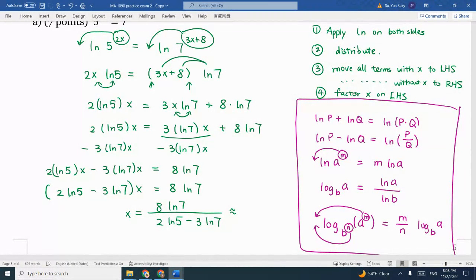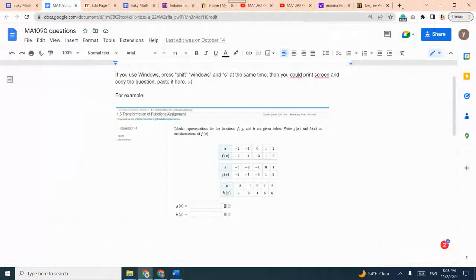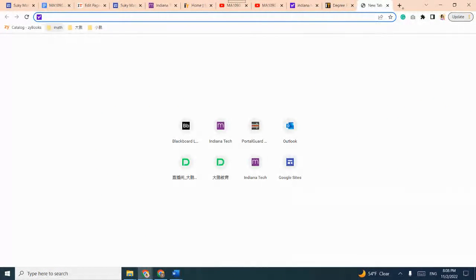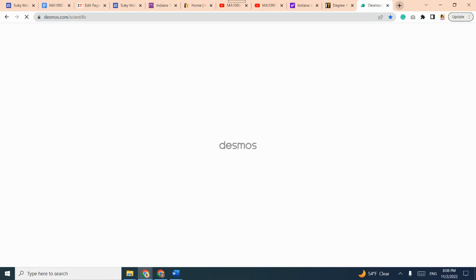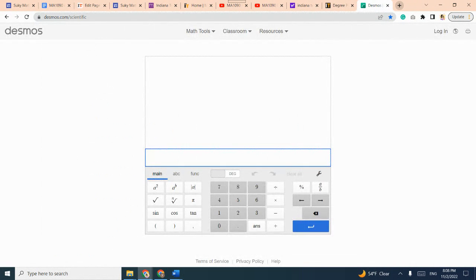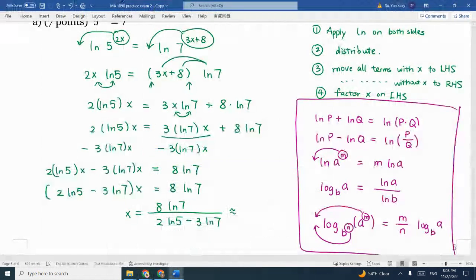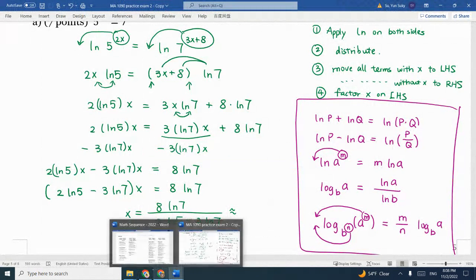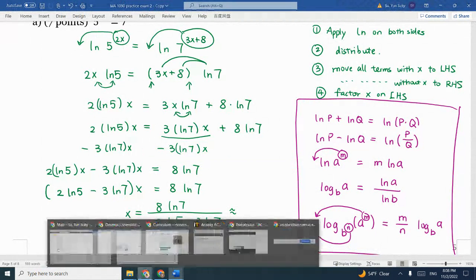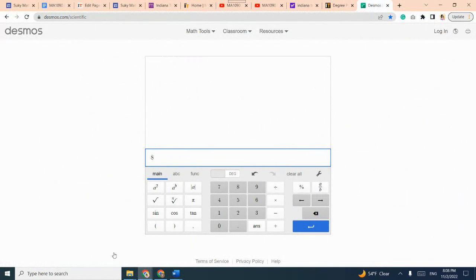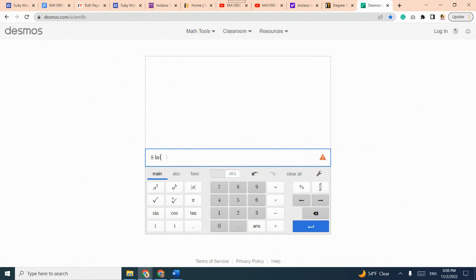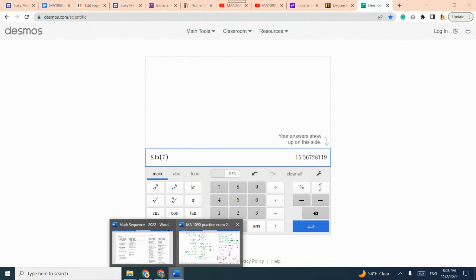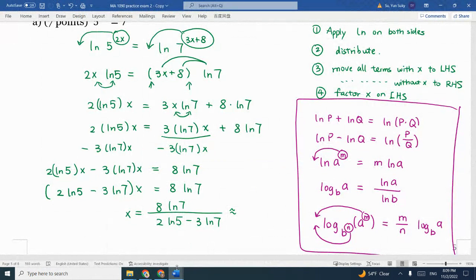So how do you type this in your calculator? Let me see. Make sure you know how to use your calculator. Right now, let's type it in the online calculator. So we have 8 ln of 7. So 8, ln, where's ln? Here, ln of 7, parentheses, and then over 2 ln of 5.